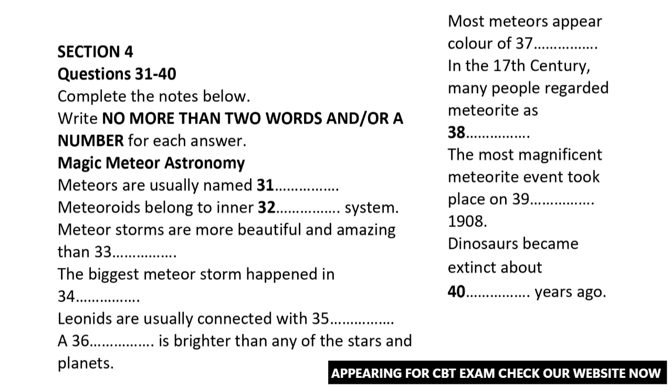Concentrations of material within the swarms may produce better than average displays in some years, with rates of hundreds per hour, and we're treated to a truly amazing display in which thousands of visible meteors can be seen for a brief period. The phenomenon is called meteor storms, which are more magnificent than meteor showers. Wonderful! Definitely.